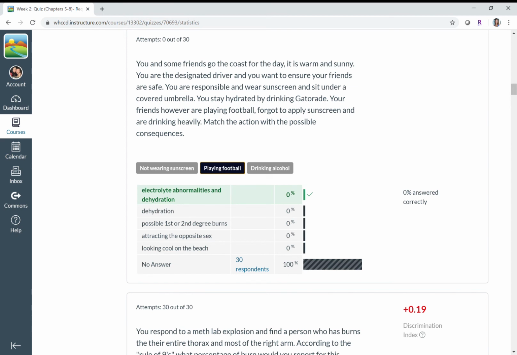Attracting the opposite sex and looking cool on the beach. None of you fell for my distractors. I don't think they're very good distractors. That was my attempt at being funny.